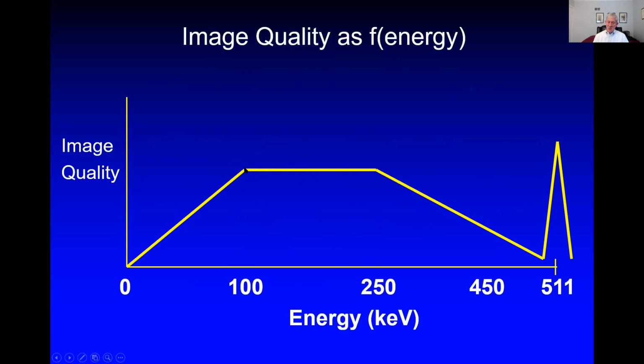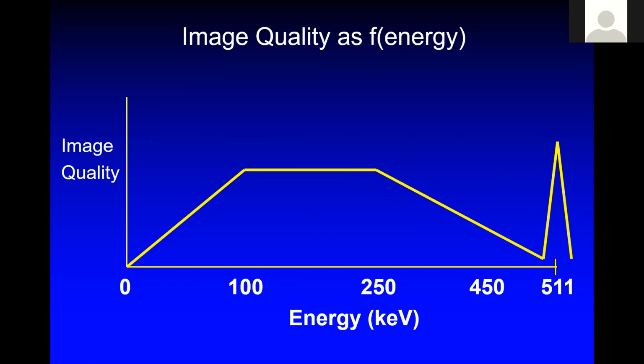And look what happens as the energy goes from 100 towards 0, the image quality drops very rapidly. And when the energy goes from 250 on up, the image quality again drops very rapidly. So we want to be right here on the plateau with one exception, and that is this. What's going on here? We would have expected this line to go down to the baseline and keep going forever. But there's a big spike here at 511 keV. What are we doing there?